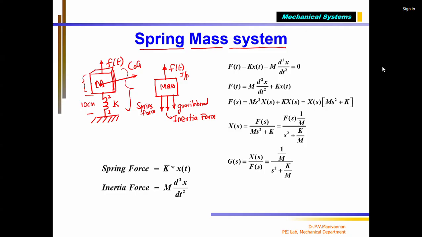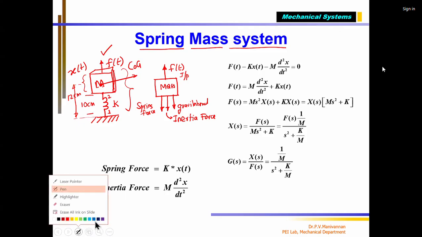Now, from the ground, which is the reference on which the spring is attached, up to the COG point, for example, if it is 12 centimeter, this is the height. This height I call X of t, the current position of the mass element from the ground reference to the COG point. Now we are applying a force F of t. That means I am pulling the mass element upwards. Now the mass element will try to move from the current position to a new position.